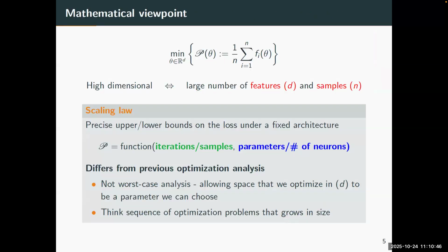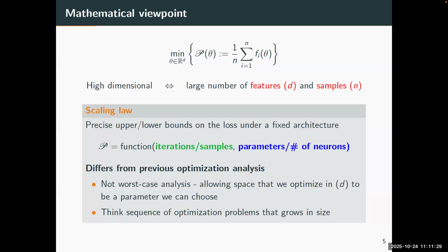So this all leads to a theoretical question, and this is what people call scaling laws. Scaling laws are precise upper and lower bounds on your loss function as a function of the number of iterations, samples, parameters, or number of neurons. This really differs from the way we do traditional optimization analysis in that we can't really do worst case. Worst case here would say you have to work for all D. It has to be true for every D. But here we actually need to be able to optimize in D. We need to understand how the landscape changes as a function of the model size itself.